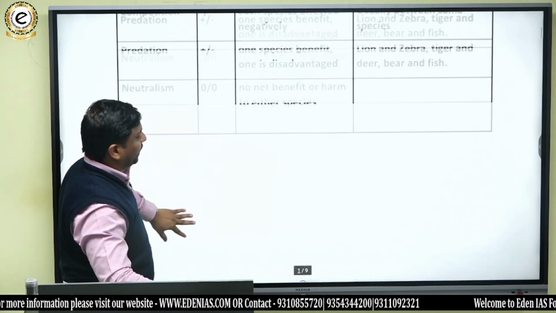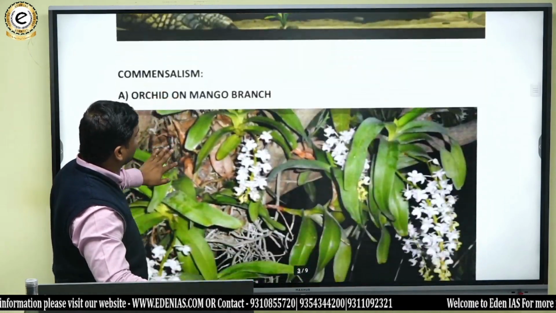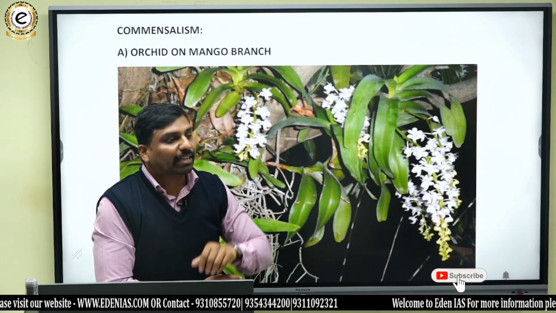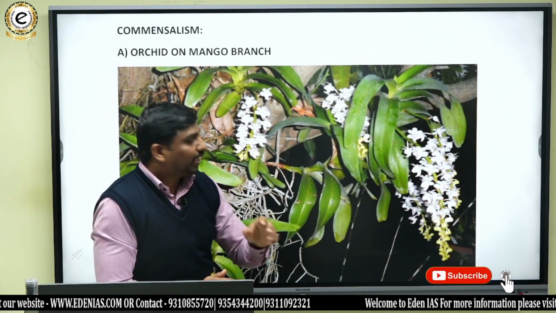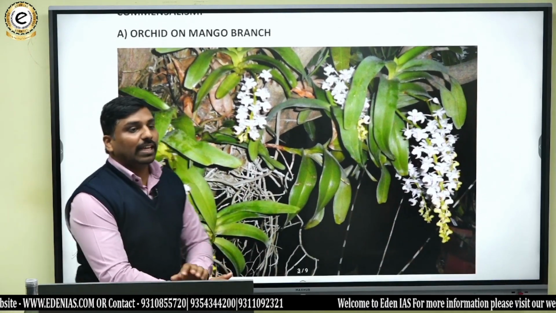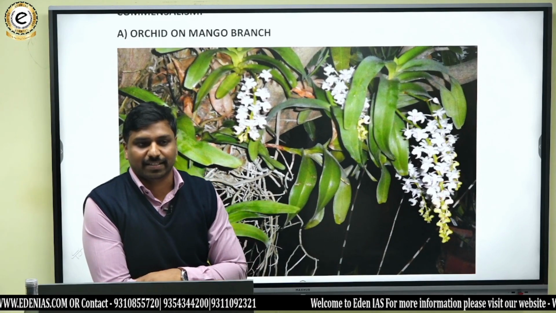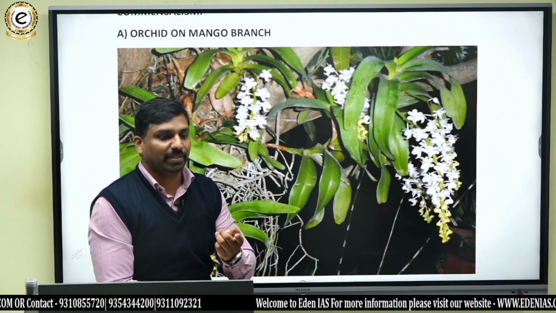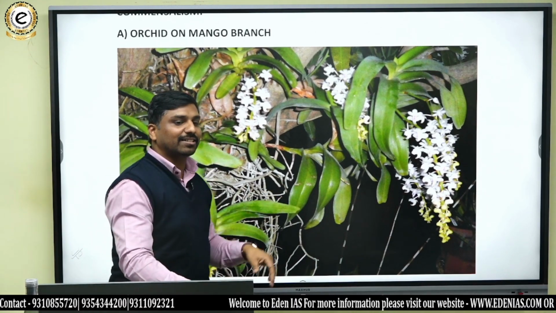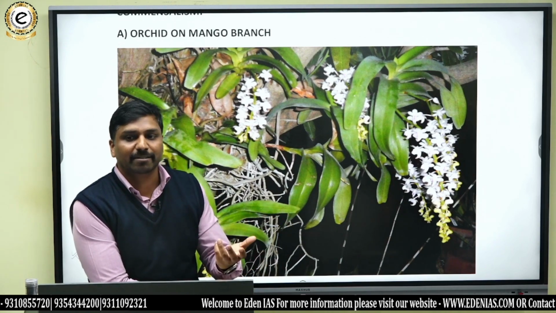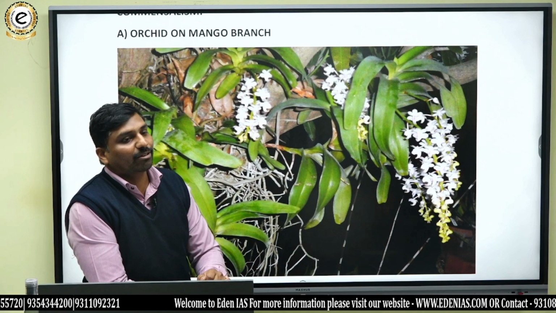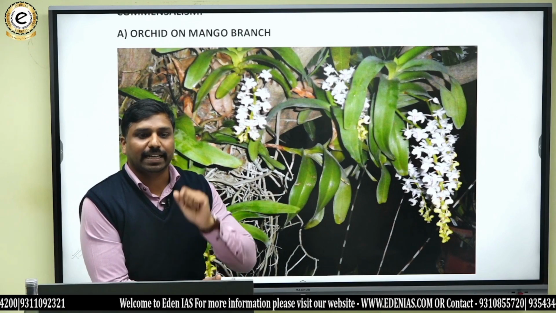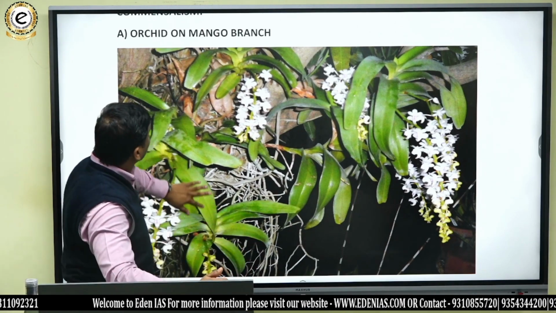Let's see how. Some of the examples for that are orchids on mango branches. On a mango tree, you can see growth of such kind of epiphytes. Some sort of small orchids or flowering plants would be there. So this is an example for commensalism. Here the orchid is getting its shelter. But is there any influence on the mango plant, the mango tree? No, no effect. It's neither getting harmed nor getting benefited. So it is an example for commensalism. Okay, so that is one thing.